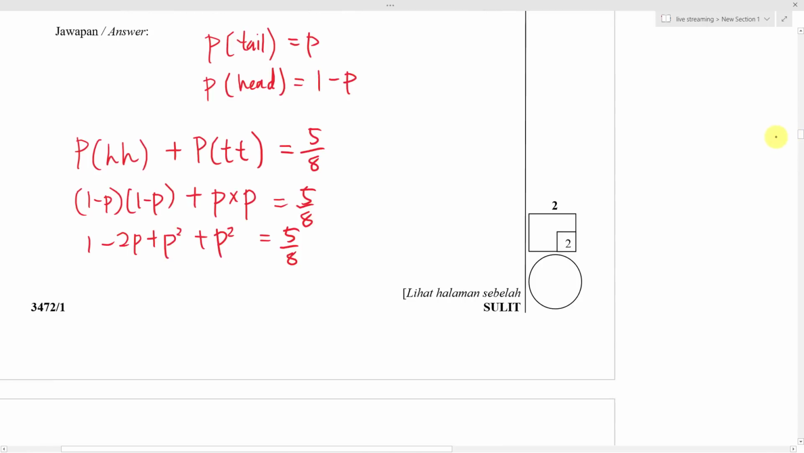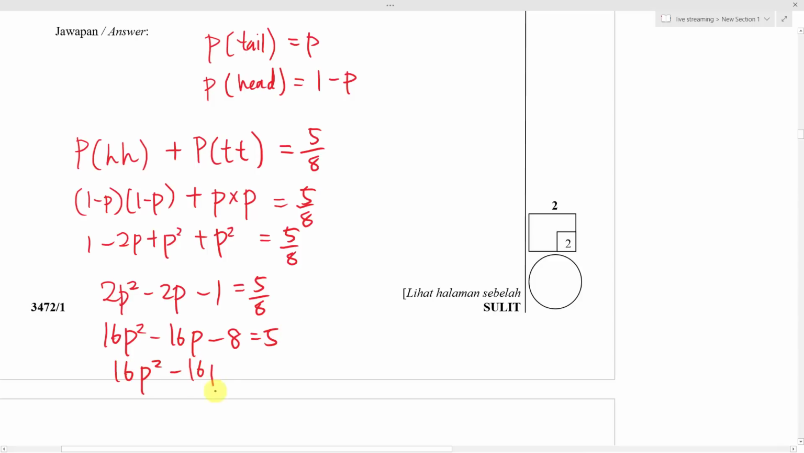And therefore, I would think this 2 mark question is not considered an easy 2 mark question. Okay, so we got 2p squared minus 2p plus 1 equals 5 over 8. So maybe I just multiply 8 for the whole equation. So 16p squared minus 16p plus 8 equals 5. And then I move my 5 to the other side, then I will get minus 3 equals 0. Then I try to factorize it. So I should get 4p and 4p, and 3 and 1.